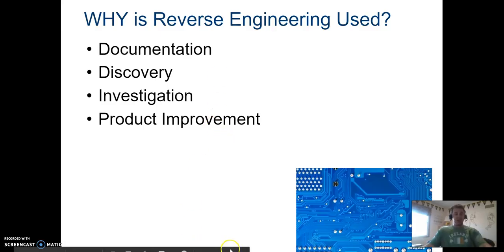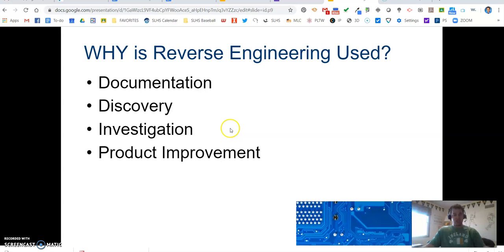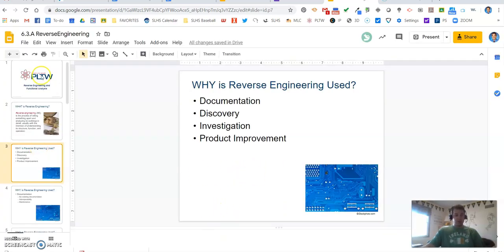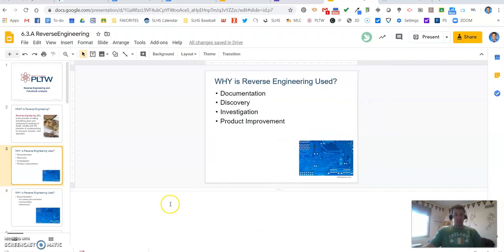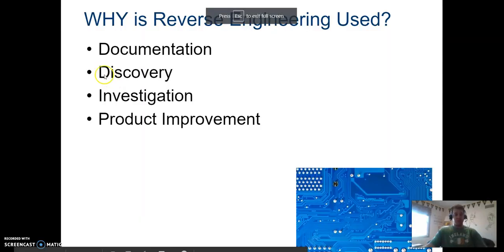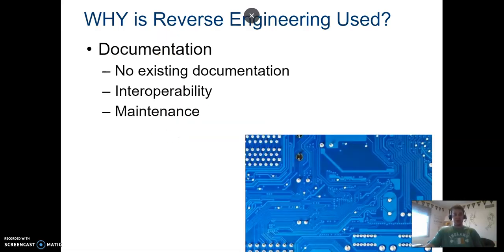And I should let you know that in this presentation, if you have the link to the actual Google Slides that I'm going through here, I would suggest that you take a look at that, because there's going to be some extra notes underneath some of these slides that I'm not going to go through. So keep that in mind, you might want to go back to that. We're going to look at each of these 4 individually now. So let's start with documentation.